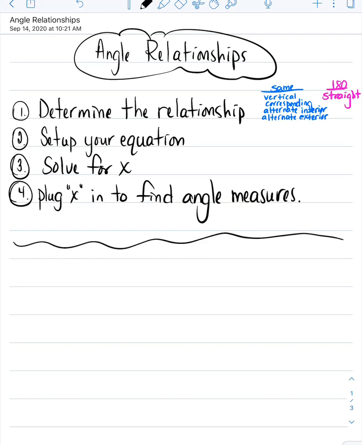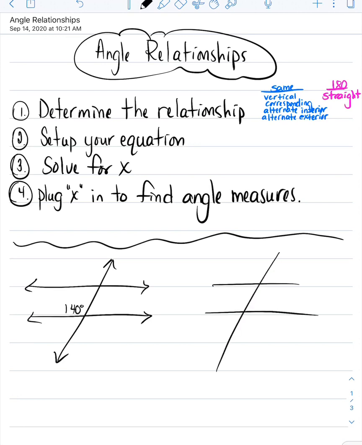So last week, or in our previous lesson, we talked a little bit about parallel lines and transversals. And we found that if we have one angle measure, we can actually use that to find all of the others. So this week we're actually going to take that a step farther, and we're going to look at when we're given something that looks like this.